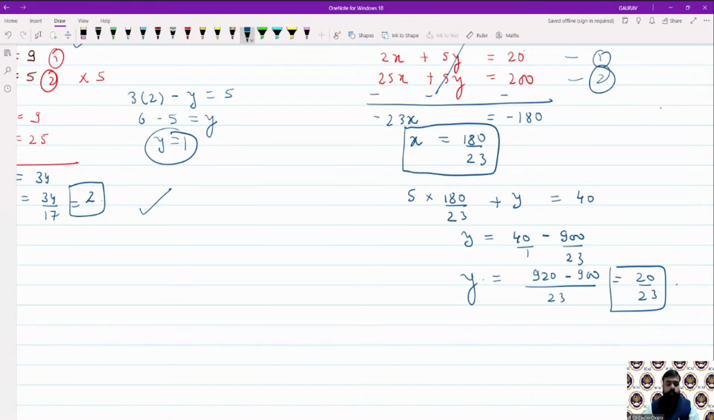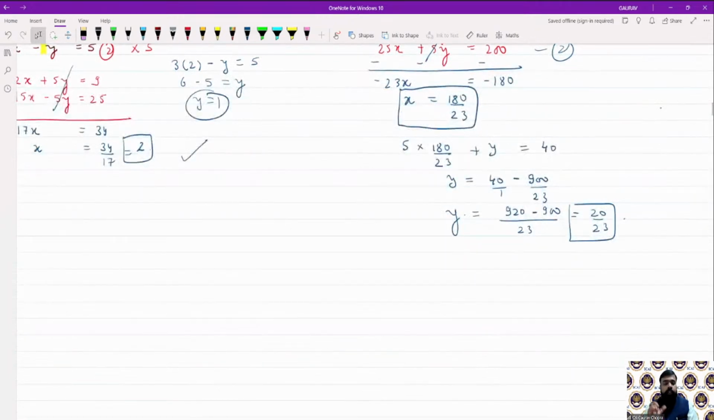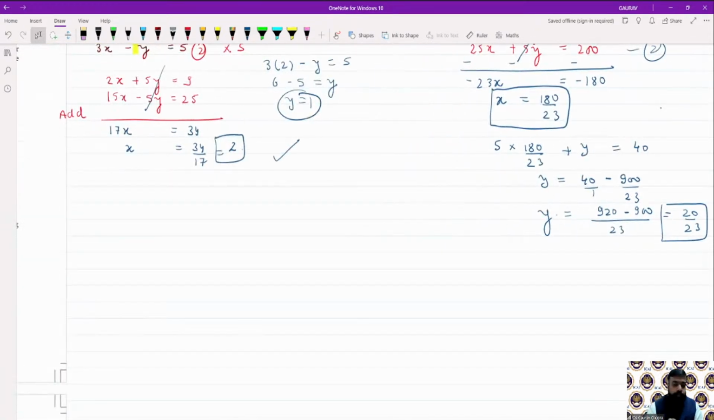All right. So this method is very easy. Simply we have to multiply and see which variable to cancel. Let's do one more.